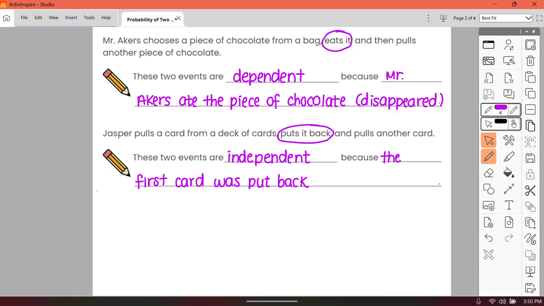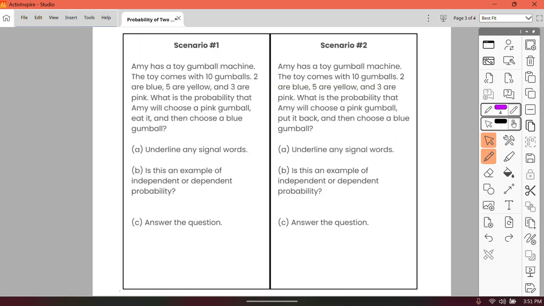So, the big question is, how does this affect the actual math of probability? Well, I've got two examples here, and they are very, very similar. One is independent, one is dependent, but the stories are almost the same. So I'm going to read the one on the left and underline signal words, and then we'll see how the one on the right is different.